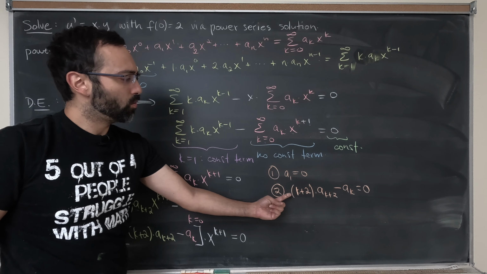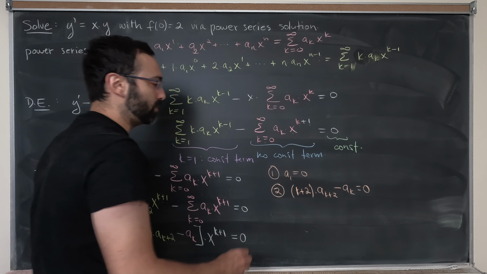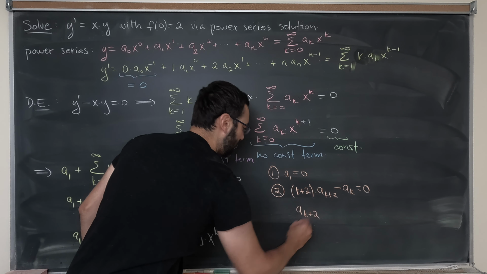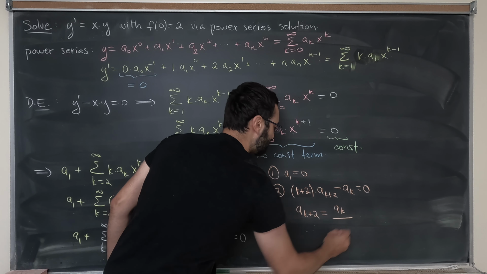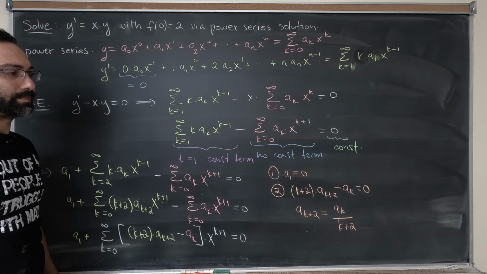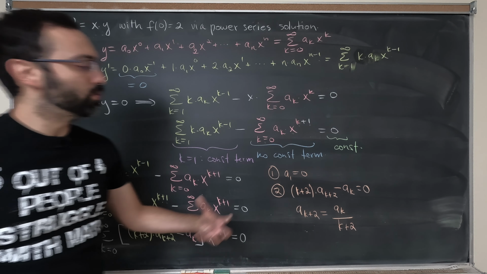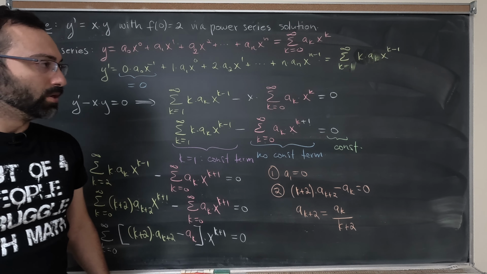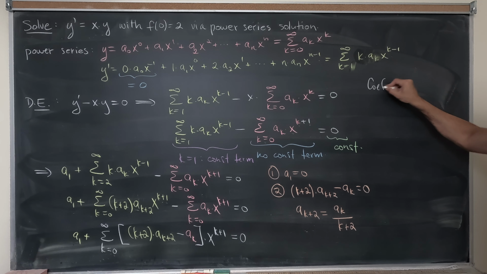But now this, we can obtain the coefficients recursively simply by doing the following. a sub k plus 2 equals a sub k divided by k plus 2. And so let's make a list of the first few, maybe 5 or 6 coefficients. So we'll make our list over here of our coefficients.